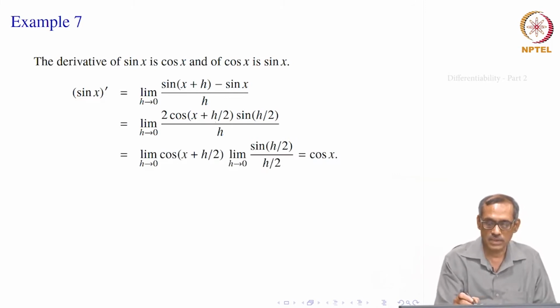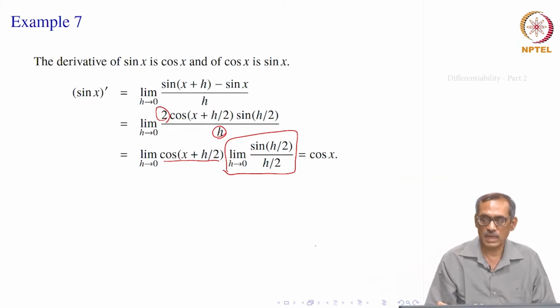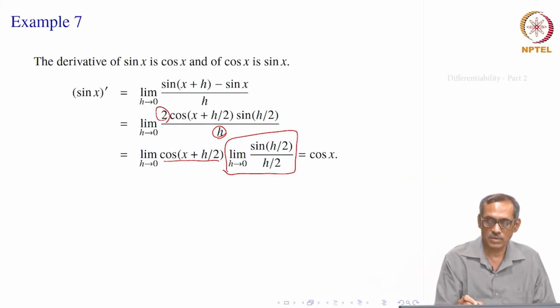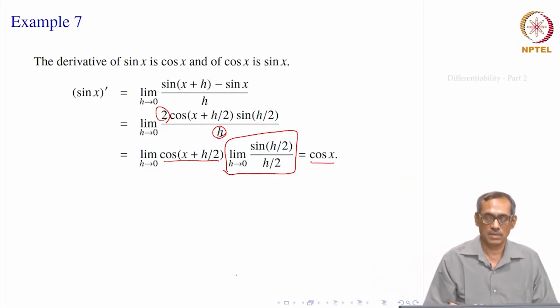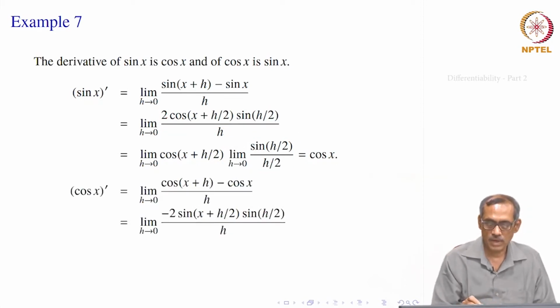Then this gives rise to cosine of x plus h by 2, that gives you cosine x when h goes to 0. This is sin of h by 2 divided by h by 2, that limit is equal to 1. So, this h and this 2 came as h by 2, that limit we know to be 1. So, when h goes to 0, we get cosine x. So, that is how it proceeds. Now, for cos x similarly, we have cos of x plus h minus cos x, which is minus 2 sin of x plus h by 2 times sin of h by 2, divided by h.